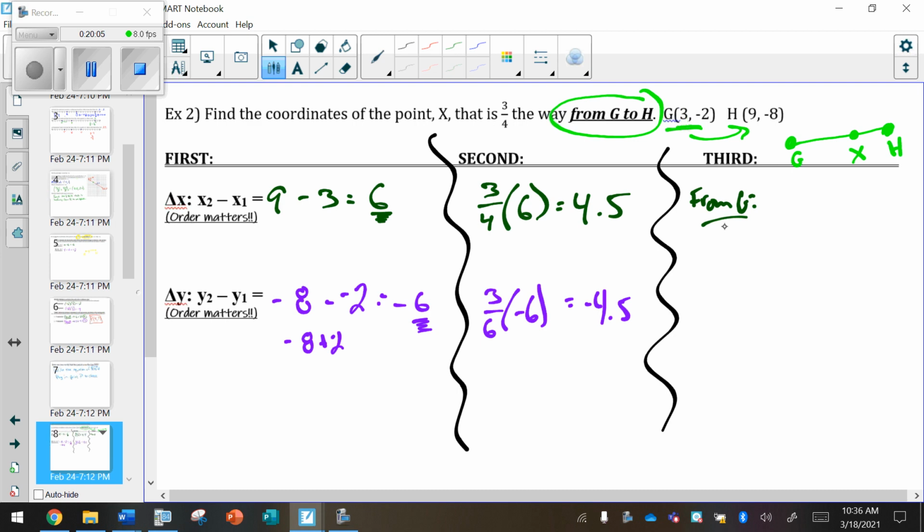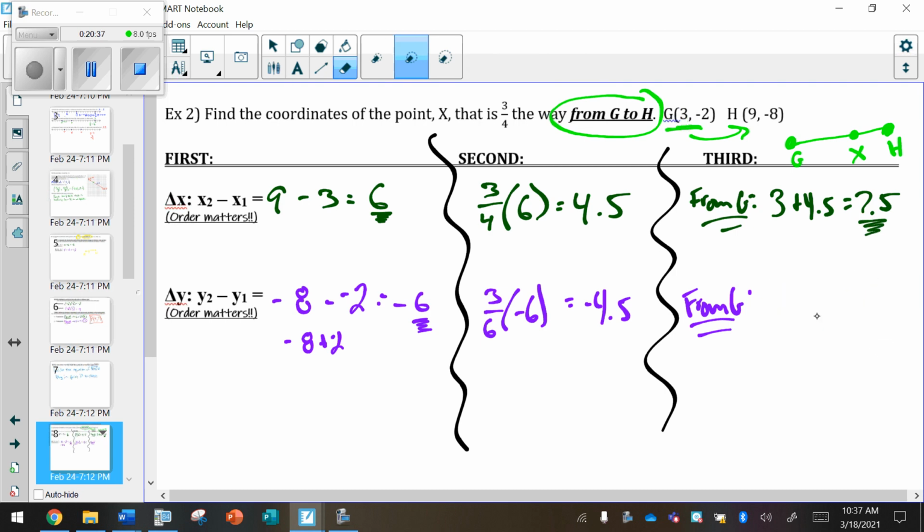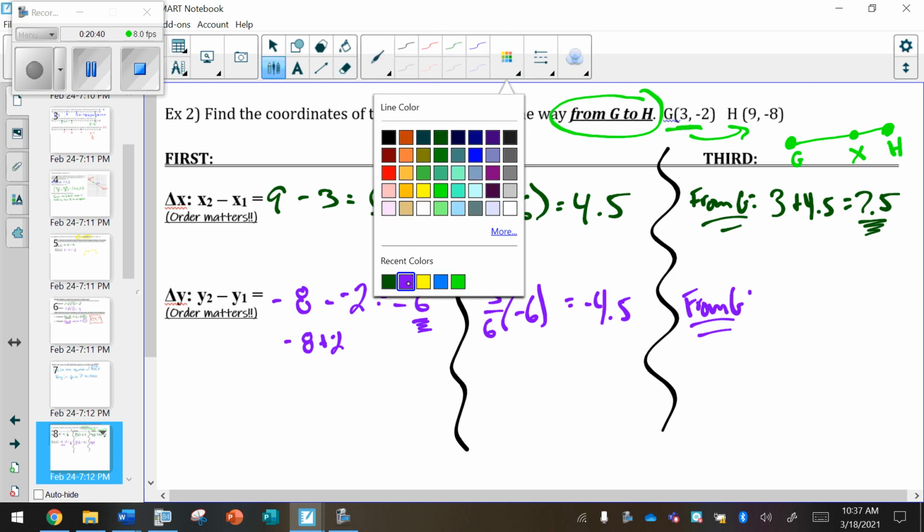So from point G, I'll go 3 plus the 4.5 units, which is an X coordinate of 7.5. And then from point G, our Y coordinate was -2. And I'm adding 4.5 boxes on my graph for 4.5 units. That would be -6.5, because I'm adding the -4.5. Maybe I should write that a little neater for you. Let me do that a little neater and a little slower.